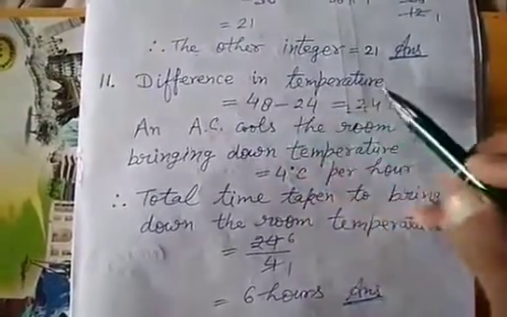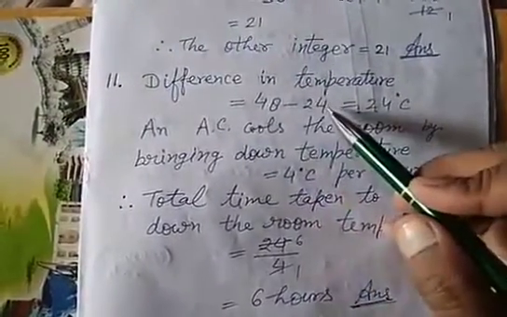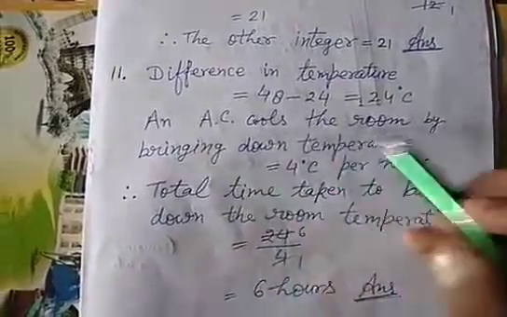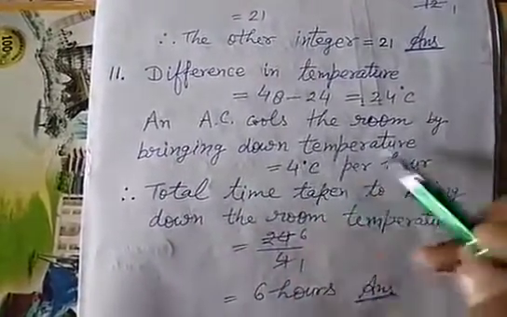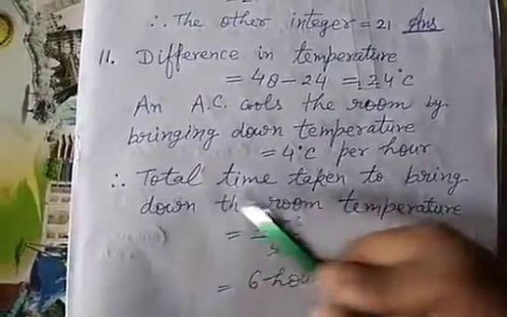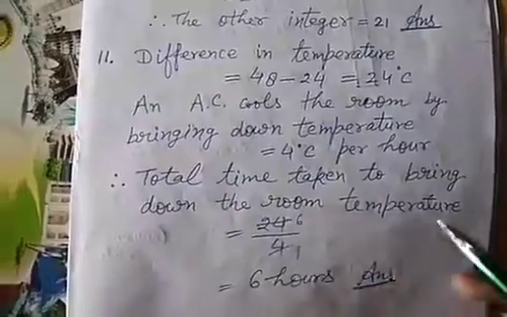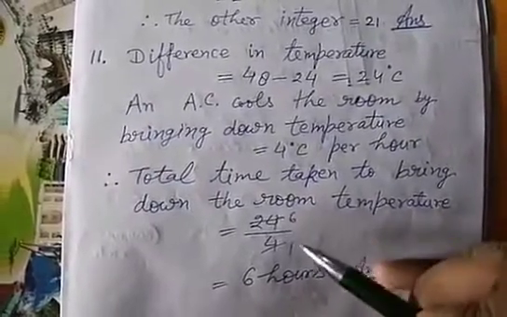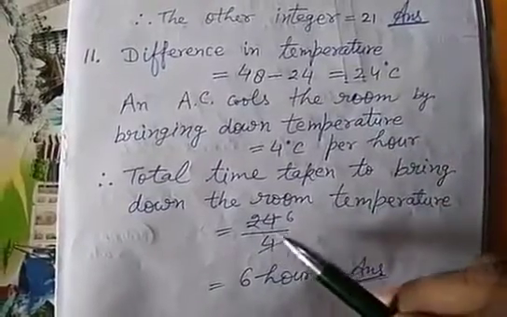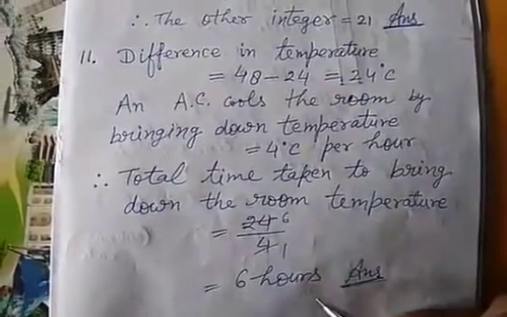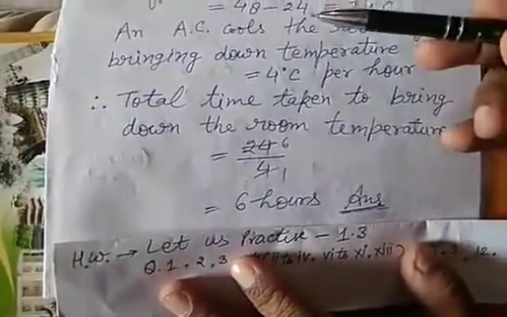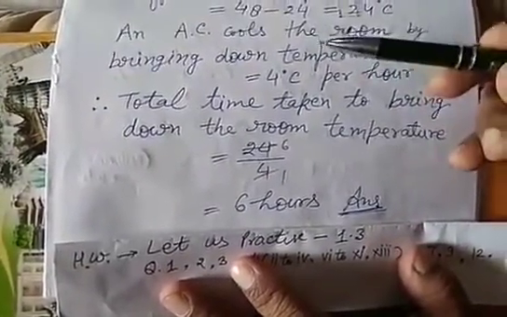Difference in temperature is equal to 48 minus 24, which is equal to 24 degrees centigrade. An AC cools the room by bringing down temperature by 4 degrees Celsius per hour. So total time taken to bring down the room temperature is equal to 24 divided by 4, which is equal to 4 1s are 4, 4 6s are 24, that is 6 hours. This is the answer. Whatever I have done, you have to write it in your classwork.